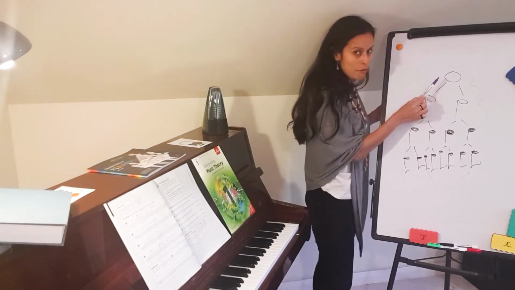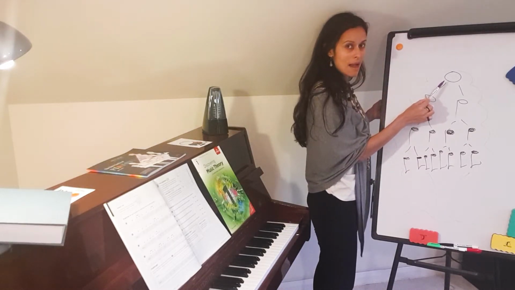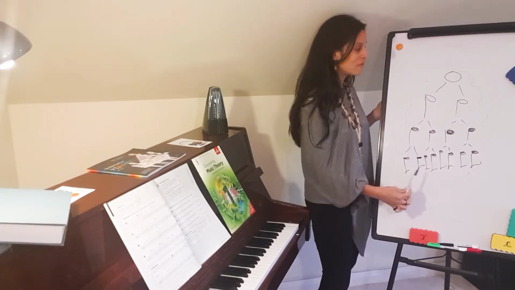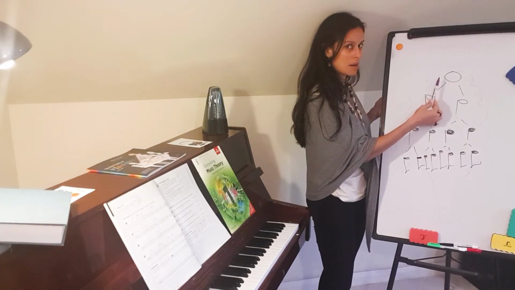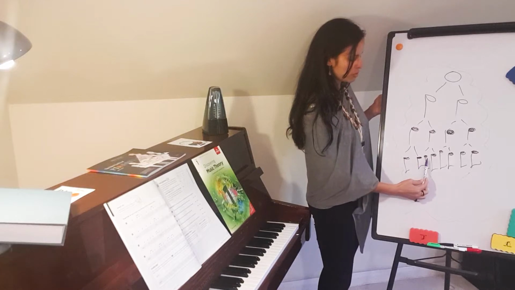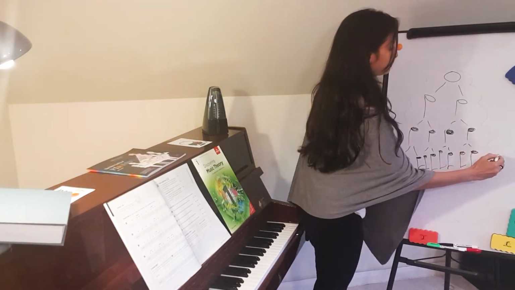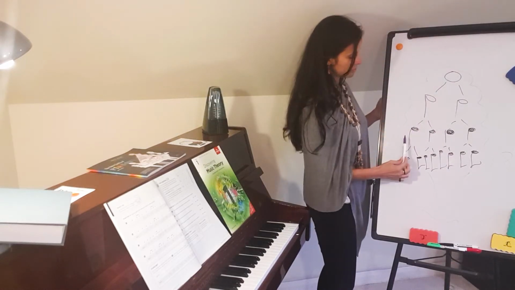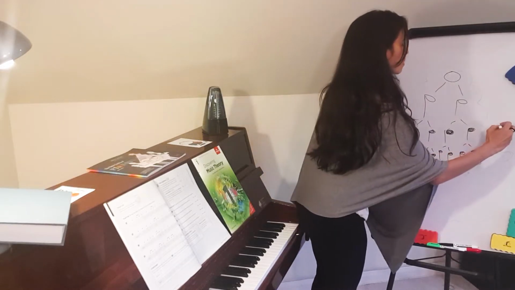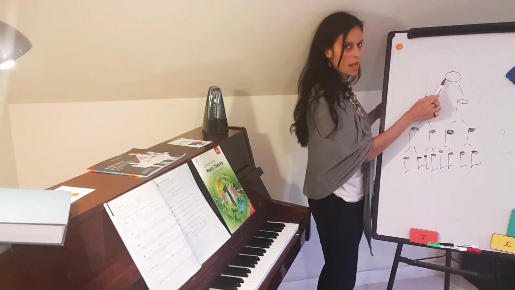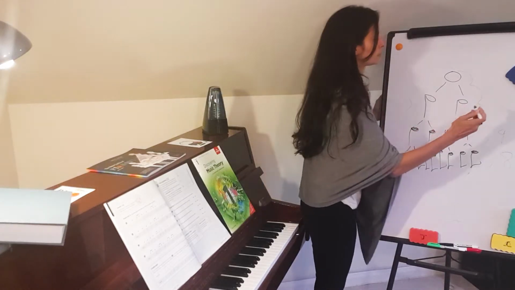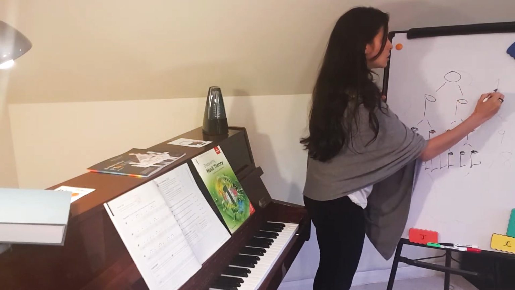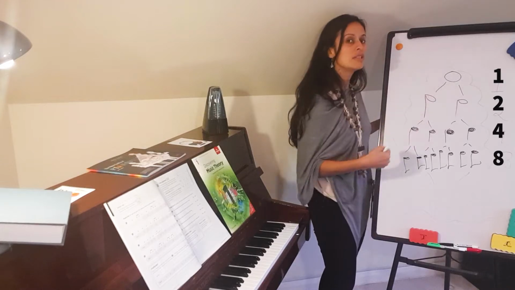You see, when you have one semibreve, how many quavers does it give to us? How many quavers are within a semibreve? 1, 2, 3, 4, 5, 6, 7, 8. And how many crotchets do we have from one semibreve? 1, 2, 3, 4. How many minims from one semibreve? 1, 2. And the semibreve? 1.